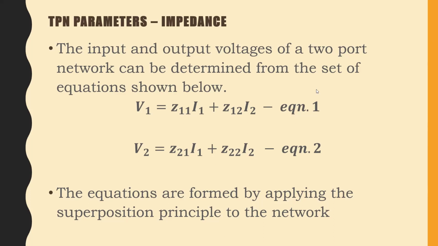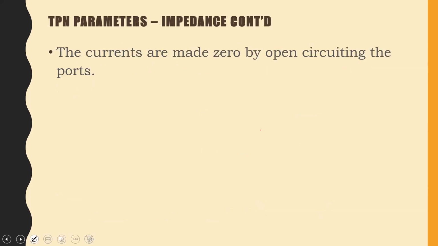Z21. That would probably be the... Oh, you want the name of it or the value? You would find it by open circuiting I2, and that would give you V2 over I1. Thank you. All right, I think you all have it. So I can move on.